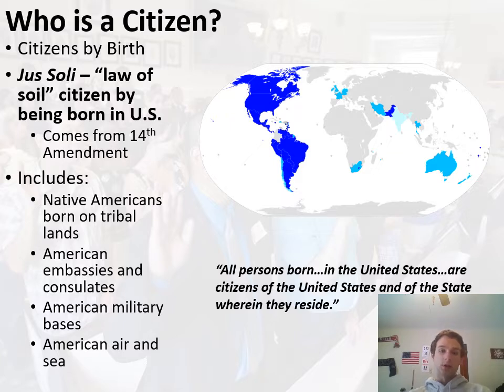And so, as part of this, this includes Native Americans who are born on tribal lands, people who are born in American embassies and consulates that we have around the world, any of our American military bases, and in what is American air or sea. So let's say that you are pregnant and you have a child over American airspace, your child has American citizenship. Same thing if you are born within, I believe the law of the sea is like 10 miles from our coasts. If a child is born within that range, then you are an American citizen.